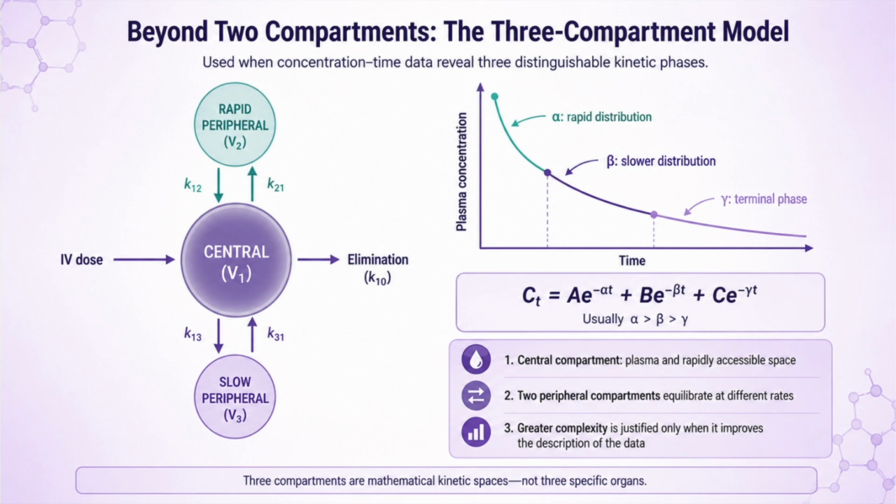After IV administration, the concentration can be described by three exponential terms. C at time t equals A e to the power of minus alpha t, plus B e to the power of minus beta t, plus C e to the power of minus gamma t. Alpha represents the fastest phase, beta an intermediate phase, and gamma the slow terminal phase. A three-compartment model should be used only when the data supports the additional complexity. Adding more compartments does not automatically create a better or more clinically useful model.